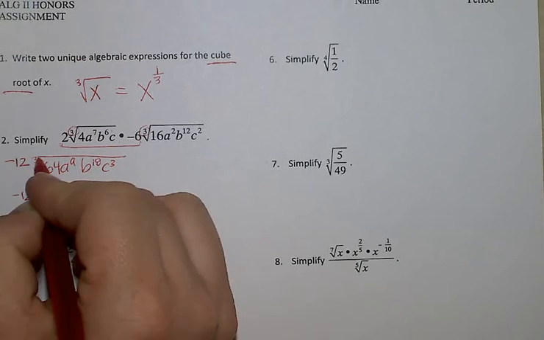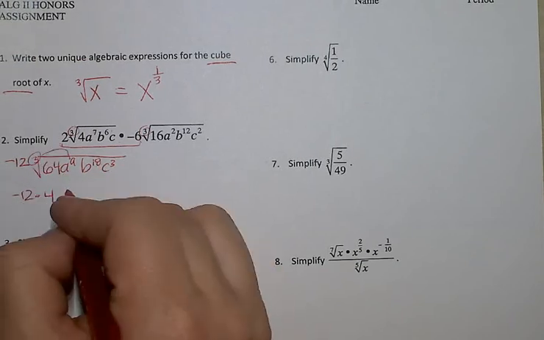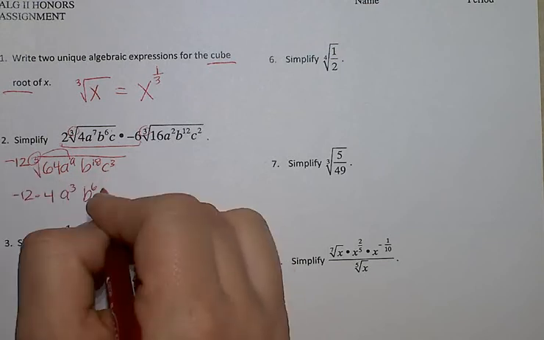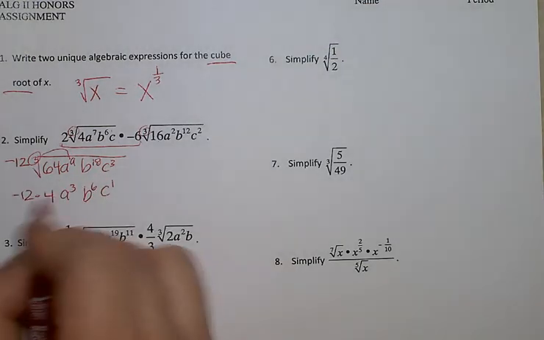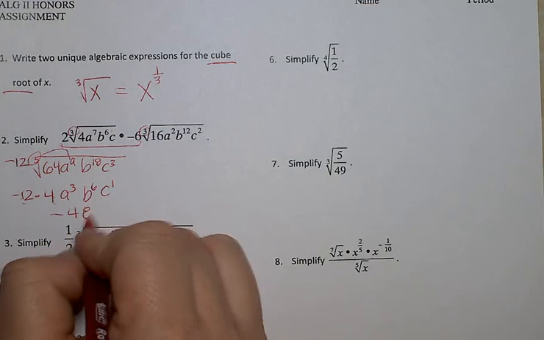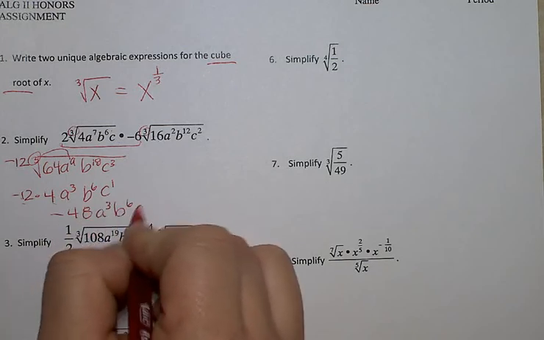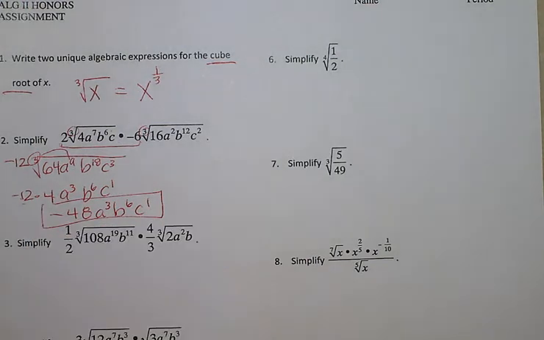How many groups of 3 can you take out of 9? 3. How many groups of 3 out of 18? 6. How many groups of 3 out of 3? 1. Multiply your coefficients in front to get -48, a to the third, b to the sixth, c to the first. There is your final answer.